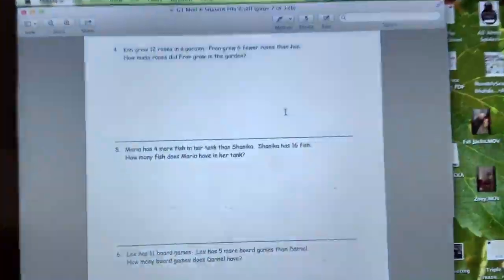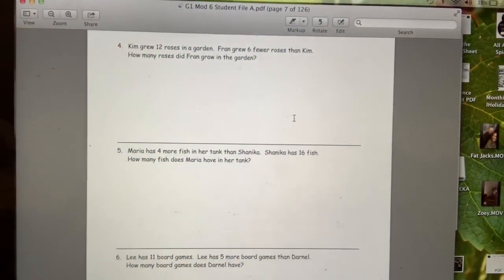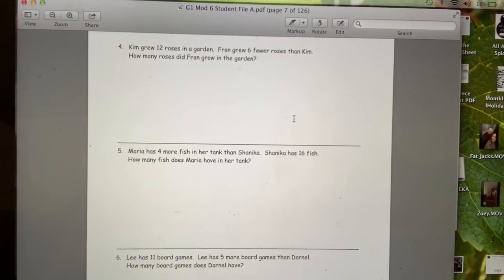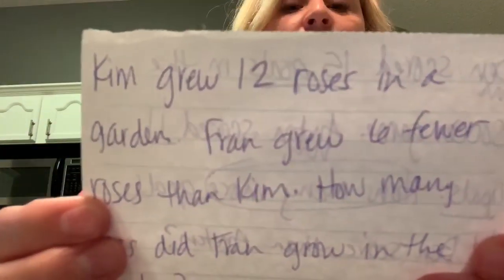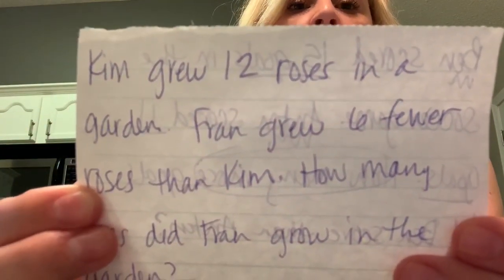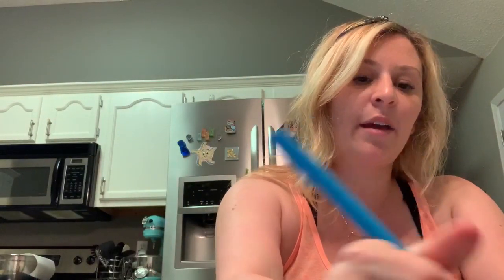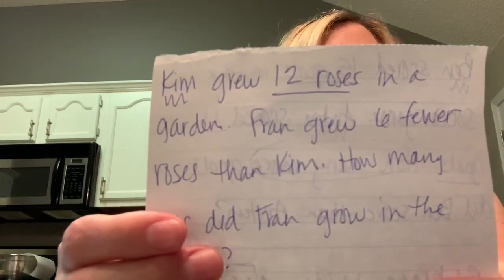I'm going to read number 4 to you, the top one. Kim grew 12 roses in a garden. Fran grew 6 fewer roses than Kim. How many roses did Fran grow in the garden? Okay. What do we know? Kim grew 12 roses in a garden. That's easy. We know Kim grew 12 roses, right? Kim grew 12 roses.